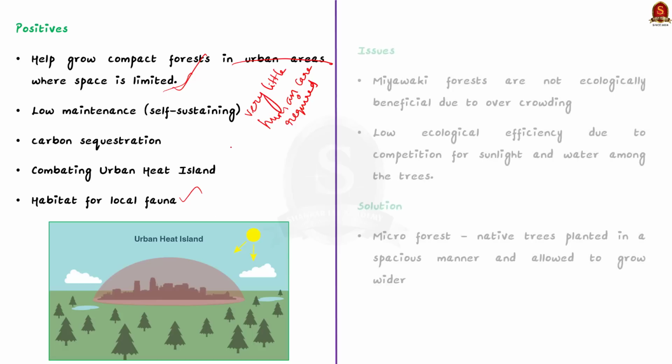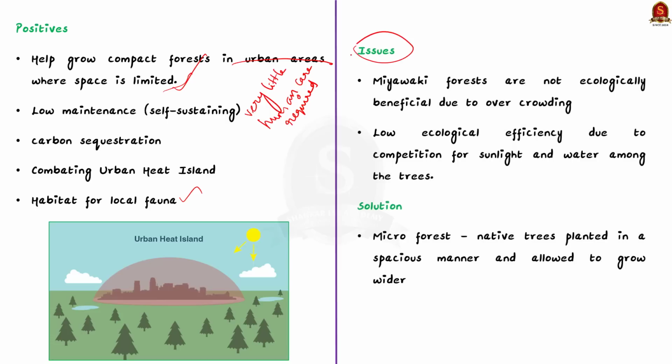Although it has many advantages, it also has some issues associated with it. Environmentalists believe that as the trees are tightly packed together, they cannot attain their full growth. Due to this, Miyawaki forests are not ecologically beneficial. Also, in some cases, the crowded planting might lead to competition for sunlight and water amongst the trees. This also reduces the forest's ecological efficiency. These are some issues with the method.